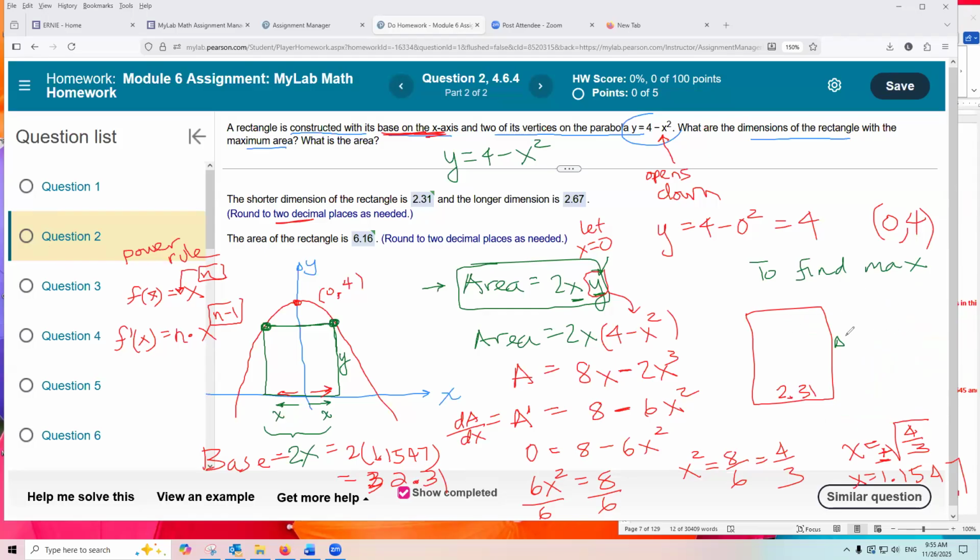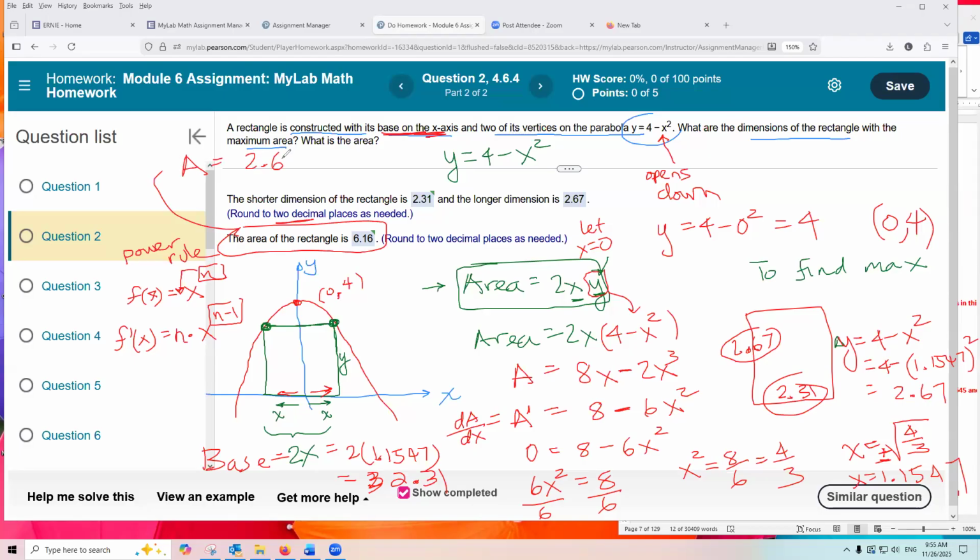Well, what about the height? Well, that's the y value, but the y value is 4 minus x squared. So 4 minus 1.1547 squared. If you work that on your calculator, you get 2.67. So this height is 2.67. Now to find the area, I can just multiply these two numbers together. So the area of this rectangle is just 2.67 times 2.31, and that's how you come up with this 6.16.